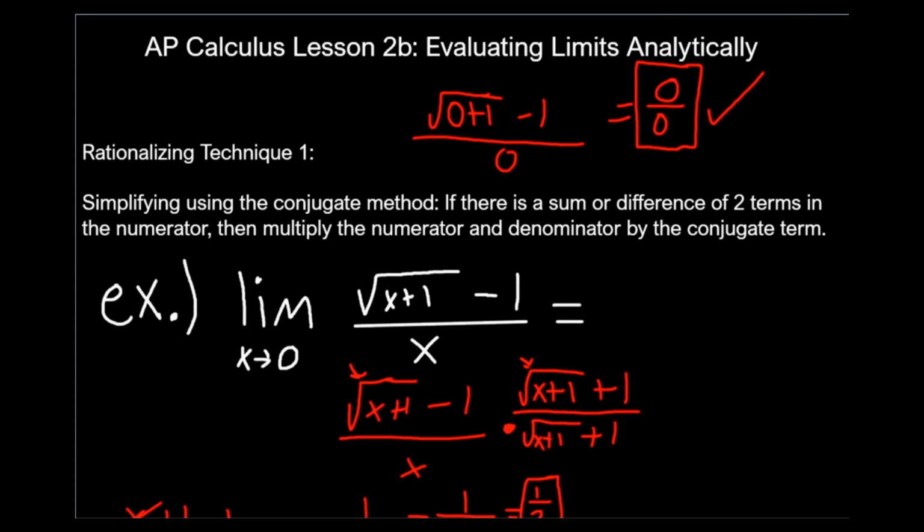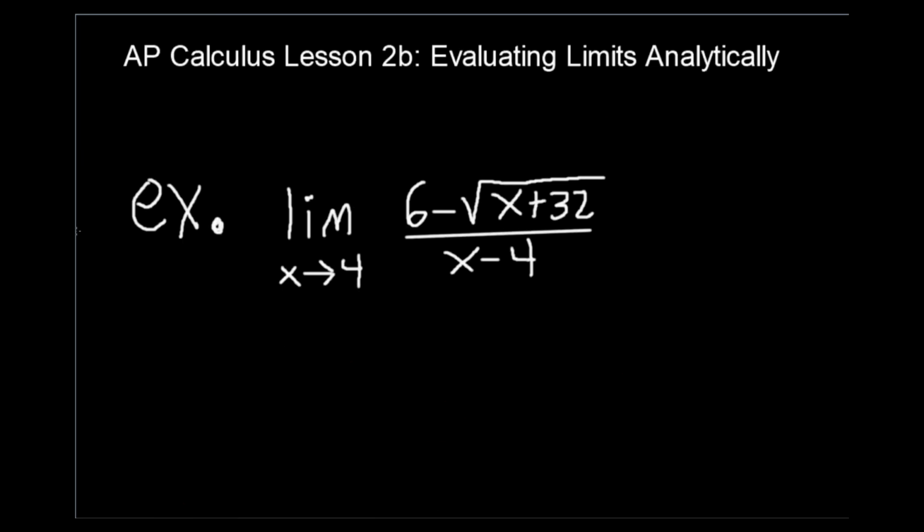Now we move on to another practice problem for this concept. Right here, this is the limit of f of x as x approaches 4, and this is our problem: 6 minus the square root of x plus 32, over x minus 4. Like the last one, we have to show the step of solving for 0 over 0, so let us get started with that real quick.